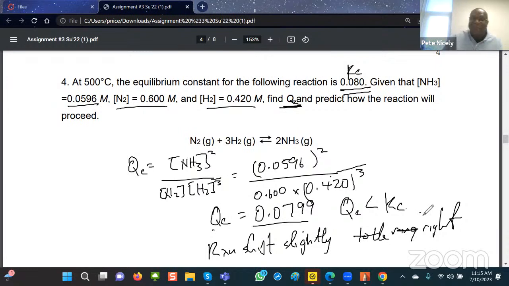And then the opposite will happen if it's reversed. If Qc is greater than Kc, then the reaction is going to shift to the left in order to reduce Qc so that it becomes equal to the Kc value. Okay, any other questions about this?